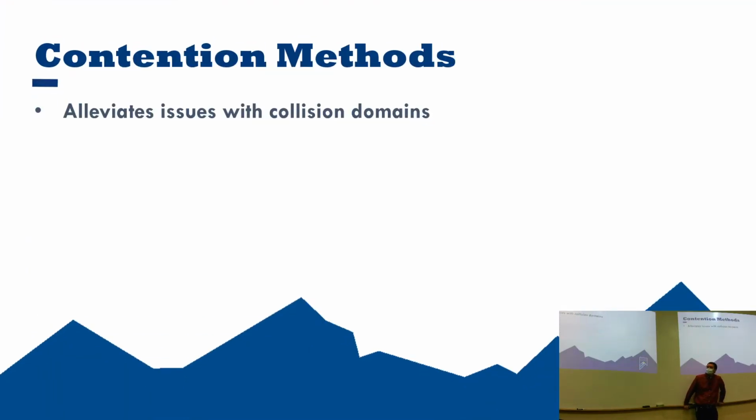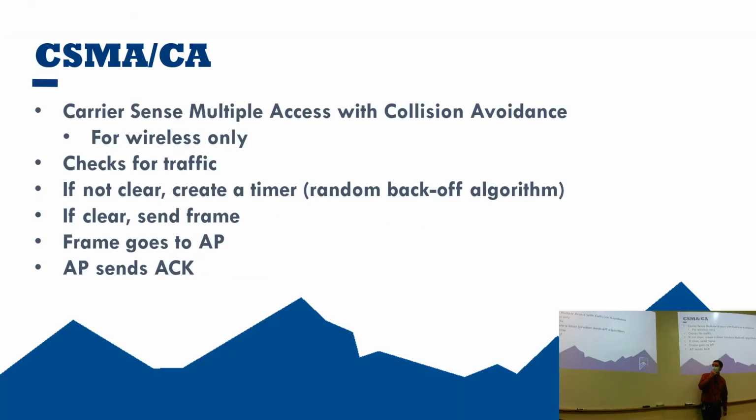Let's talk about contention methods a little bit. Last class we talked about collision detection, and this class we're going to add in collision avoidance. This is carrier sense multiple access with collision avoidance, and this is specific to wireless devices. The reason for that is, how does a wireless device know that a collision occurred? Well, it can't. Therefore, it can only use collision avoidance.